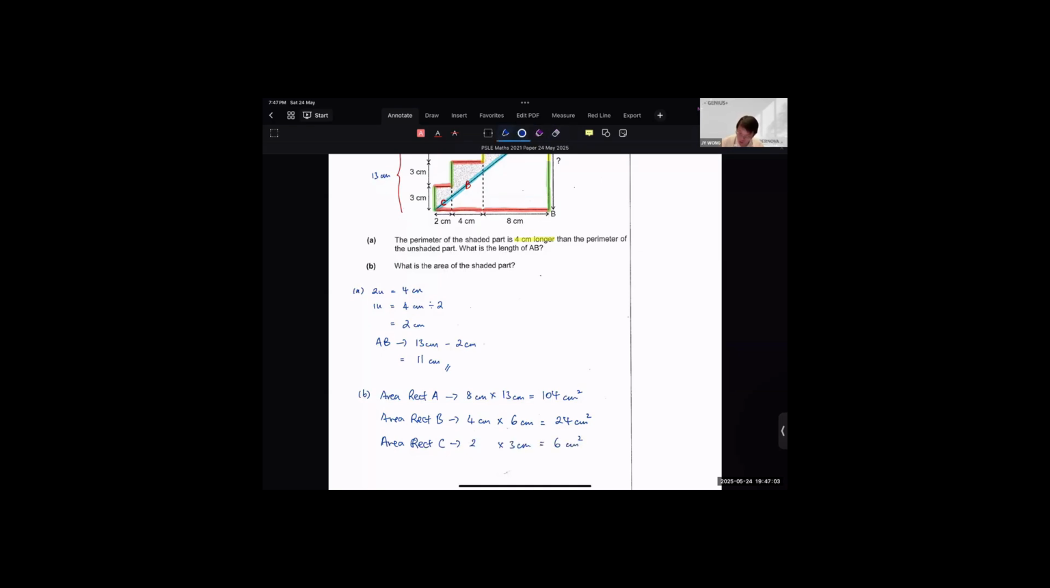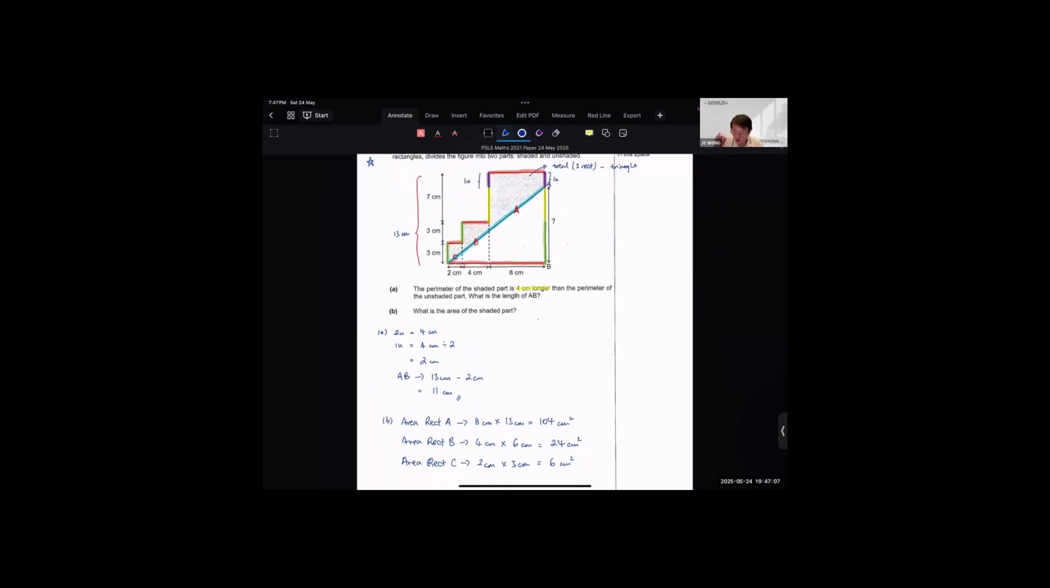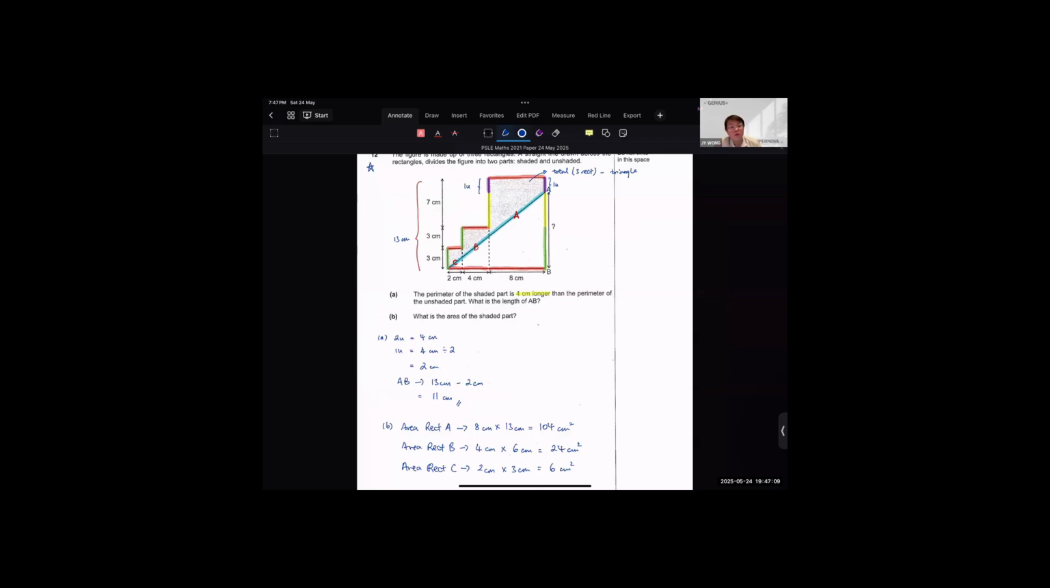So I have found the area of the whole figure already. It's A plus B plus C. And now I need to find the area of the triangle. So the problem with question part B is that if your part A is wrong, then obviously your part B is going to be wrong too.